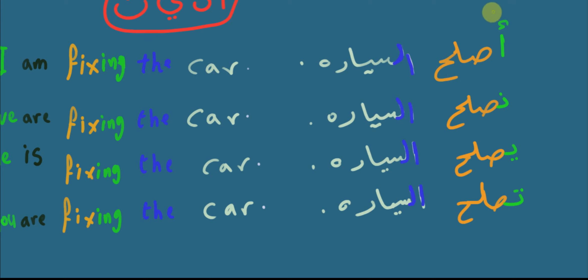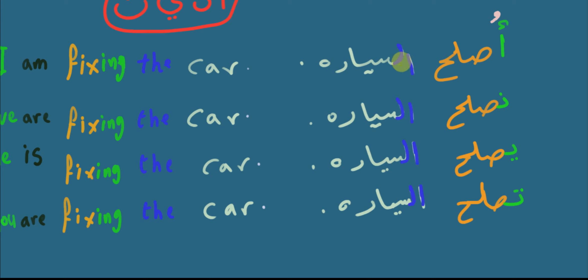أصلح السيارة. Notice here I said أصلح السيارة. If you say it differently, it will become the past tense. So to be in the present tense, you say أصلح السيارة. I am fixing the car. أصلح السيارة.